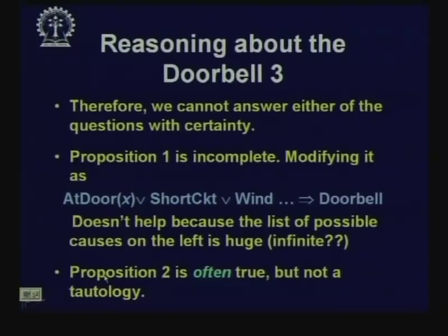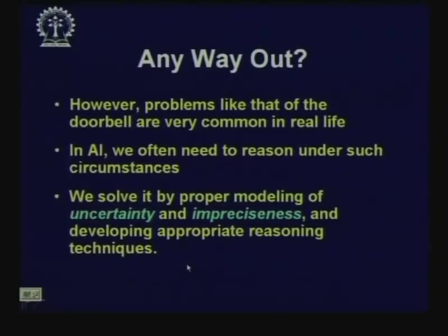So, proposition 2 is often true, but is not a tautology, it may not be always true. So, how to deal with this scenario? Is there any way out? But this sort of problems like the doorbell problem are very common, and in fact, most of the real life problems that we try to solve using artificial intelligence techniques are like this. Real world is like this.